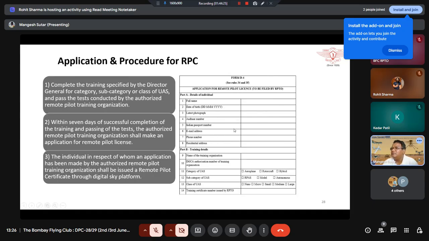Okay. So here the form is D4. We have seen D1, D2, D3. Now this is form D4. You don't need to fill this form. This form will be filled on behalf of you by the RPTO.